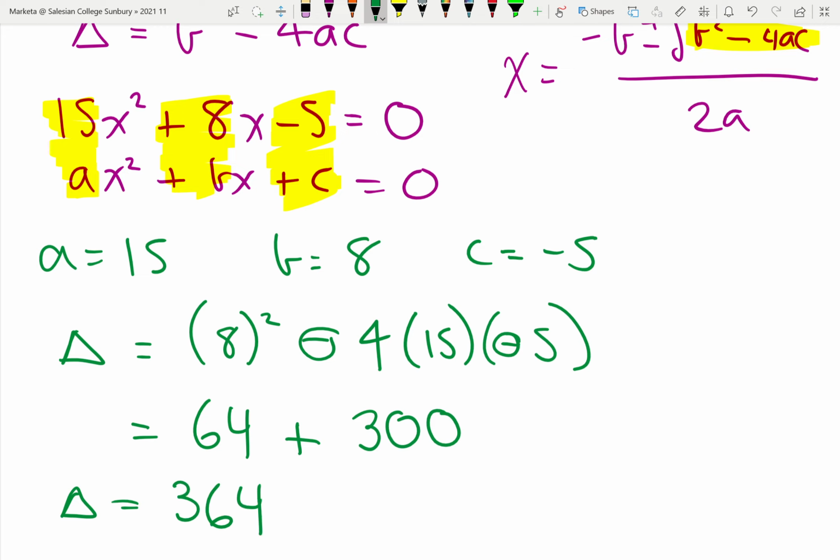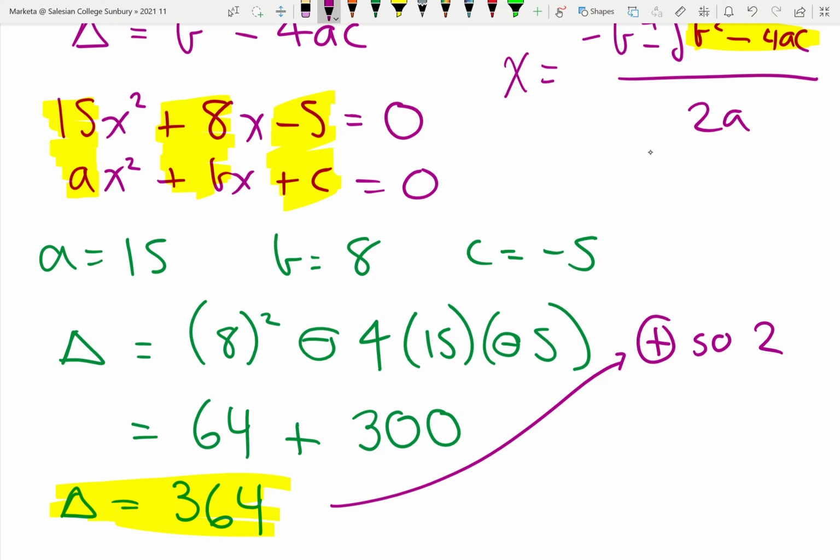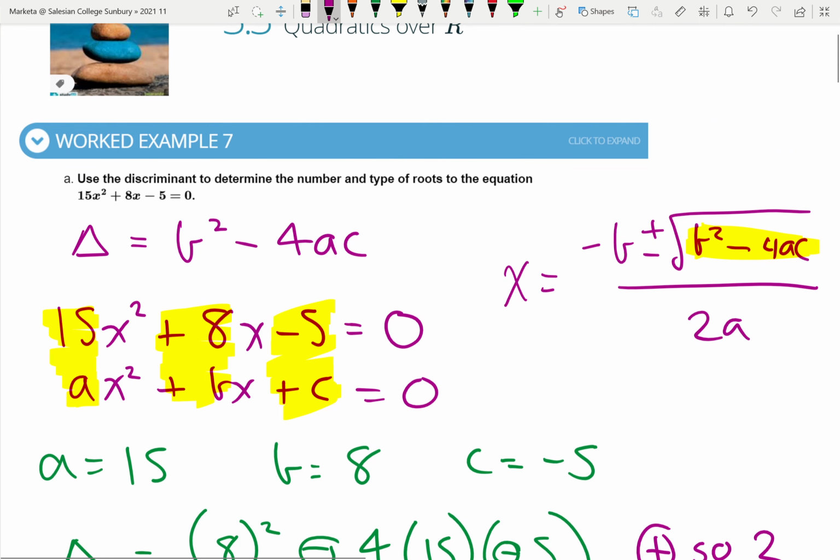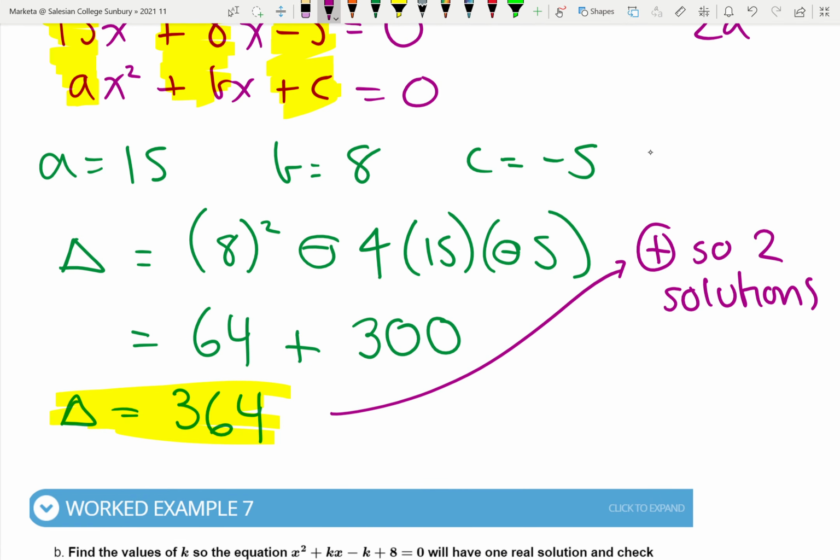So what we can see about this is that it's a positive number, so two solutions, but they're also asking us for the type of roots. So roots is solutions as well. So the number of roots, and I'll change it to roots just so we're doing what's exactly in the question. So 2 roots, but this is not a perfect square.